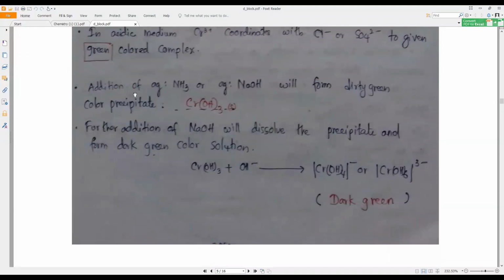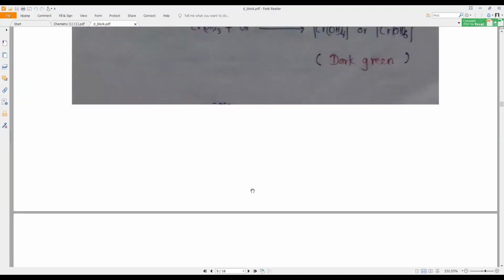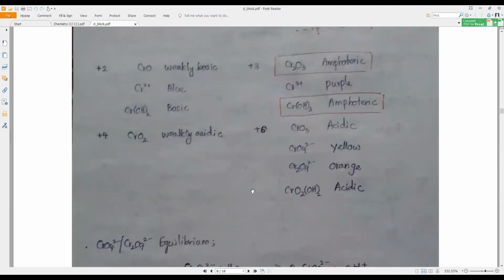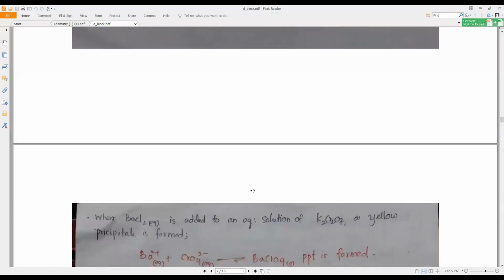So you can see here, addition of aqueous ammonia or aqueous NaOH, which means typically the dilute NaOH, will form this dirty green precipitate, chromium hydroxide, right? But remember, if you add concentrated or excess, this chromic hydroxide will further dissolve and form dark green [Cr(OH)6]3-. This is very important to know. Okay. And think about this as well, because it is asked in the question.